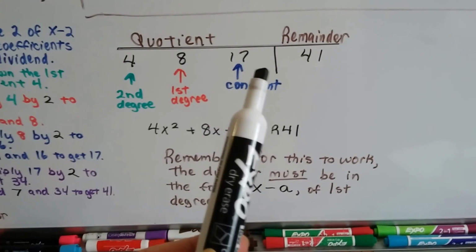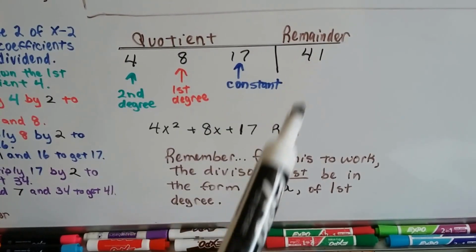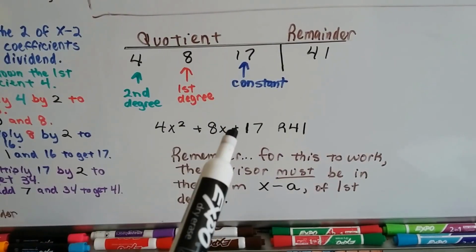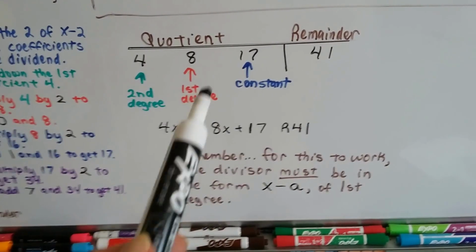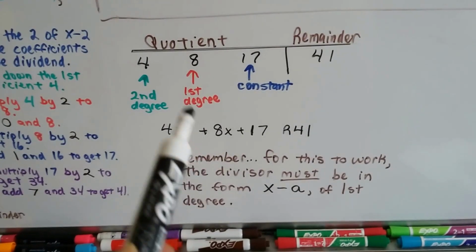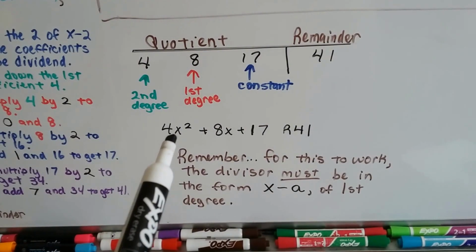So we can write this starting back here. We got a remainder of 41. We got a constant of 17. It's a positive 17, so there's going to be a plus sign. Our first degree is just going to be an x, so we have 8x. It's positive, so there's going to be a plus. And then that's our second degree, so we have 4x squared.